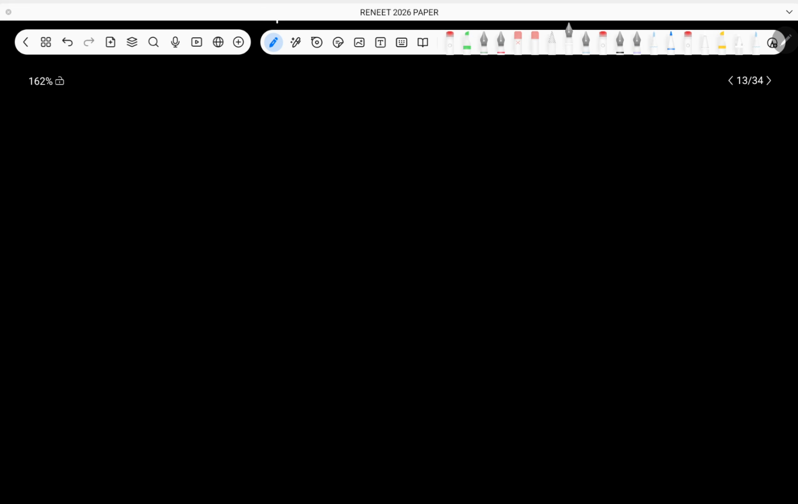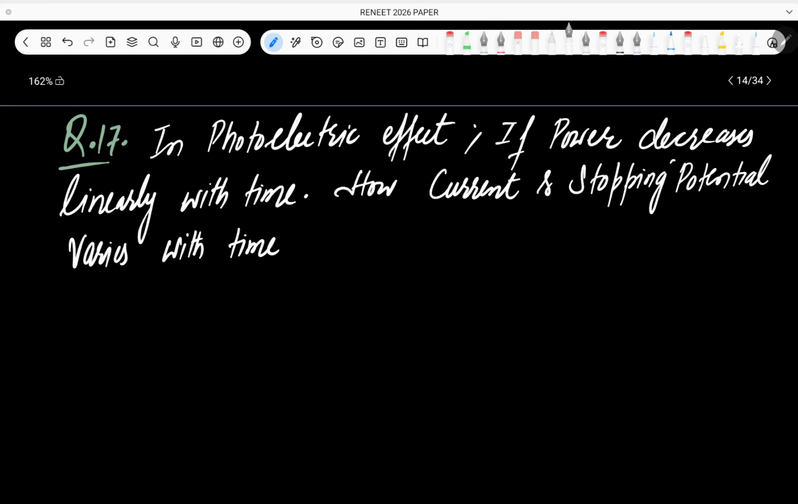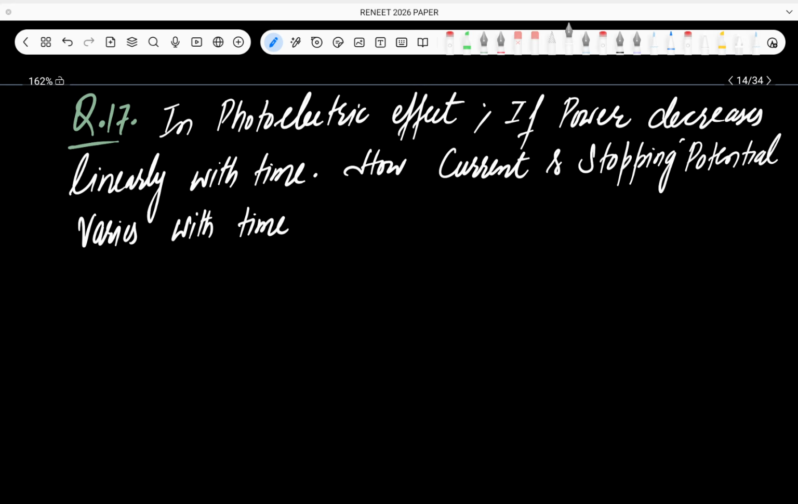Okay, let's move to another question. Question number 17 is quite simple. It is not that complicated a question, so we can easily do it. The question is: in the photoelectric effect, if the power of the source decreases linearly with time, what about the photoelectric current and the stopping potential?